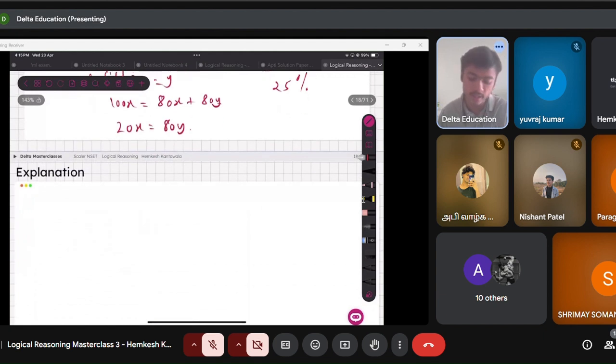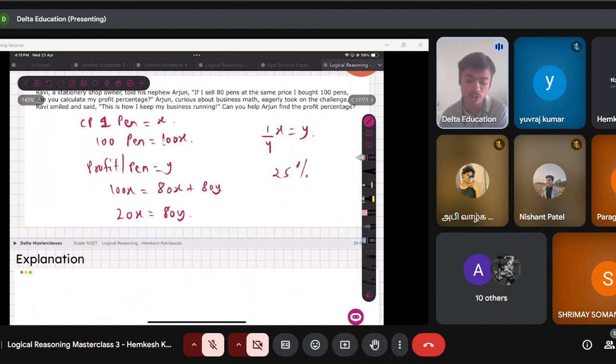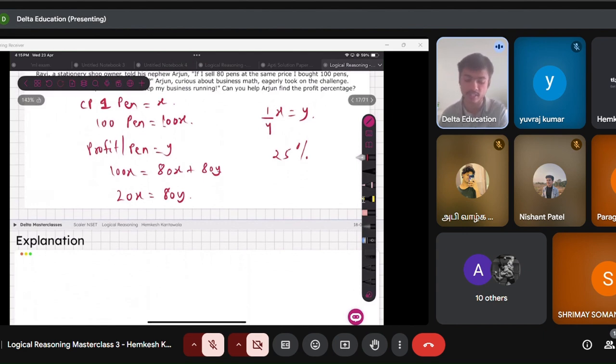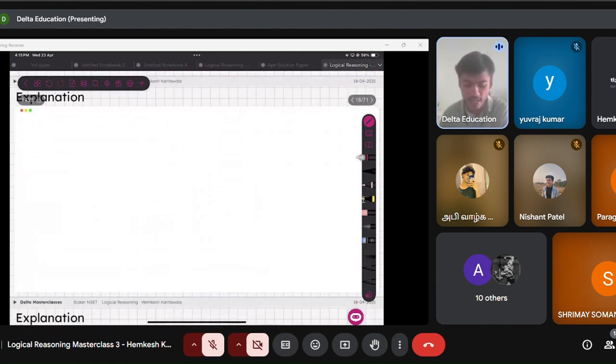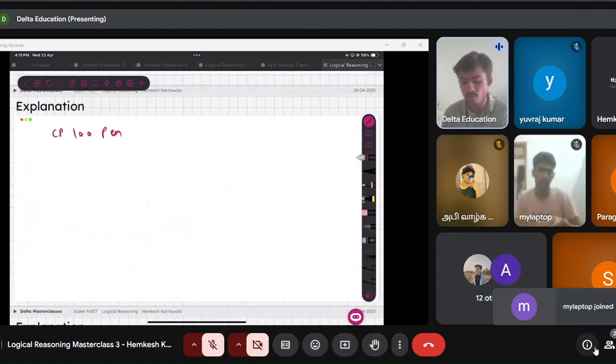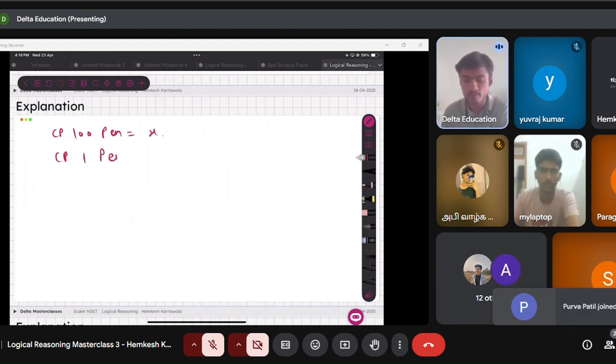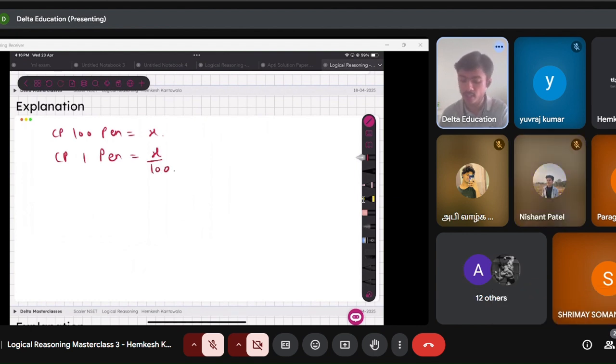This is one of the methods, and one more thing we could do is, as the question says that the cost price of 100 pens is equal to the selling price of 80 pens, if we assume that the CP of 100 pens was X, then the CP of one pen would be X by 100. Similarly, the SP of 80 pens is equal to X, so the selling price of one pen would be X by 80.